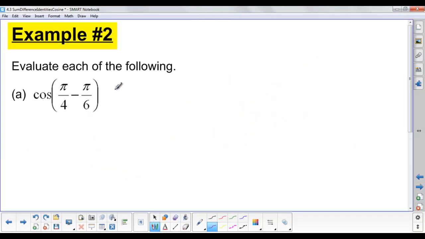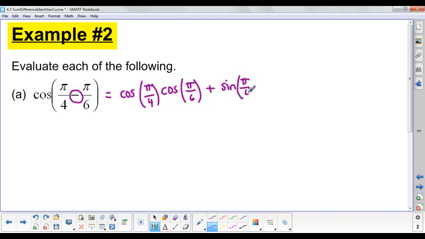Another evaluation question. So I have cos of two terms that are being subtracted. So same idea as last time. Expand using the difference formula. So cos of the first term times cos of the second. And because it's the difference identity, I'm going to put a plus sign in the middle. Sine the first and sine the second. Each one of these trig ratios are things that we can evaluate.